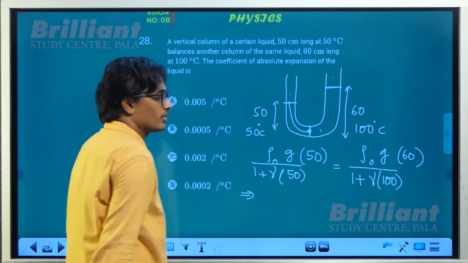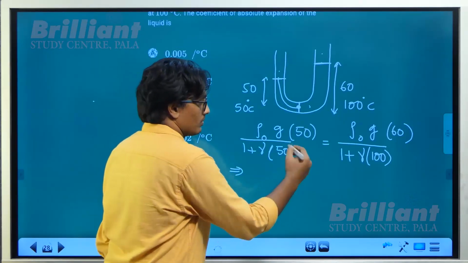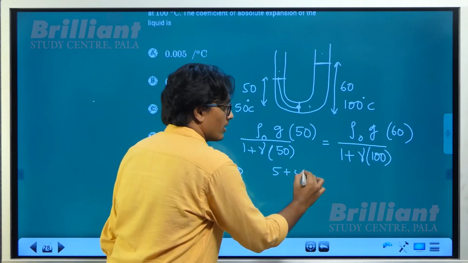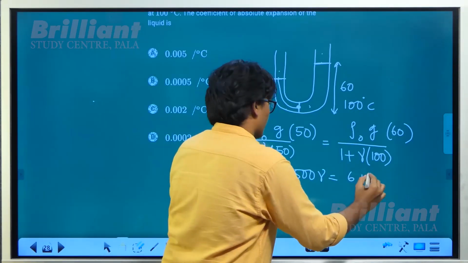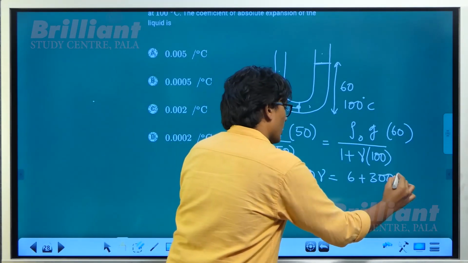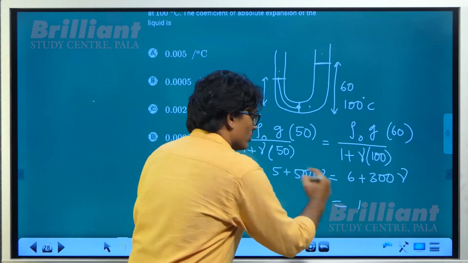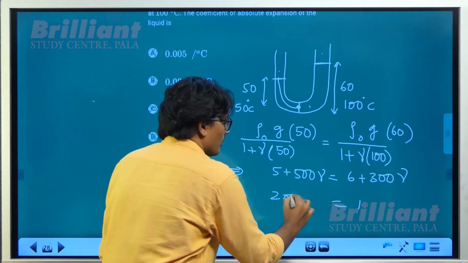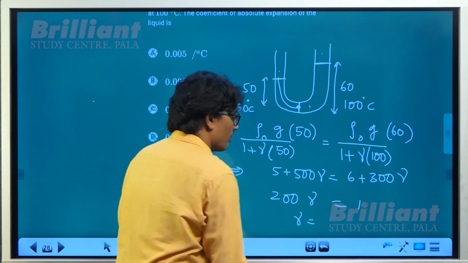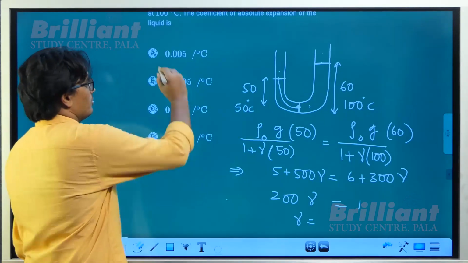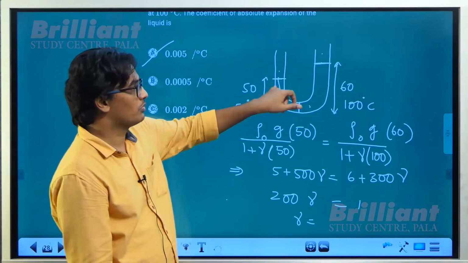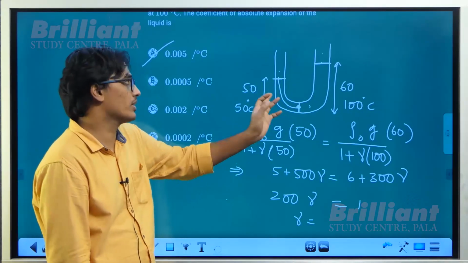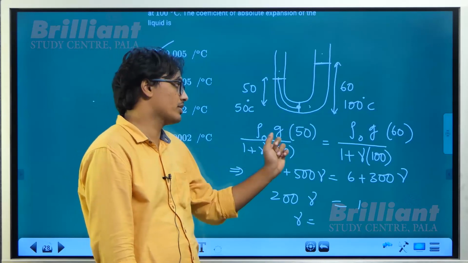So if we solve this, we have 5 plus 500 gamma is equal to 6 plus 300 gamma. So you have 1 is equal to 200 gamma, or gamma is equal to 1 by 200. It's approximately 0.05. Okay, it's like you have a U-tube, two liquids but different temperatures. So different temperature means different densities.